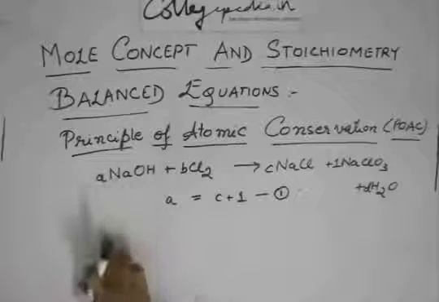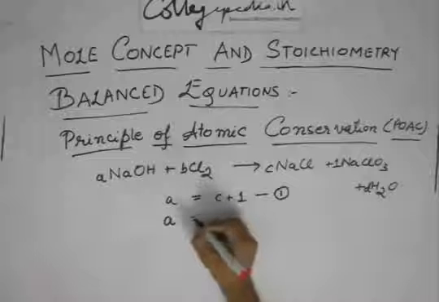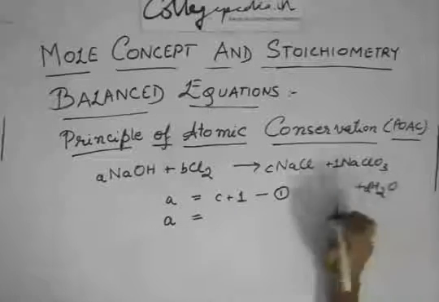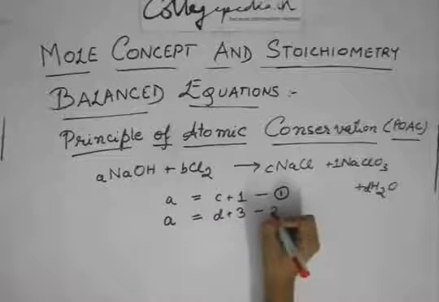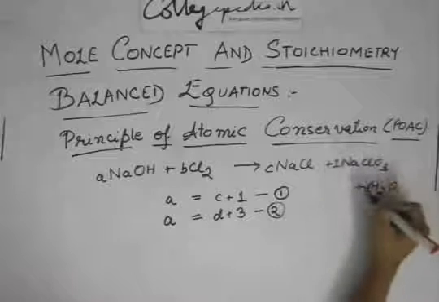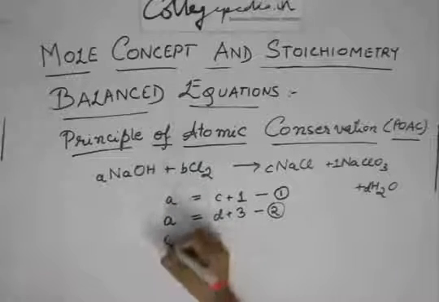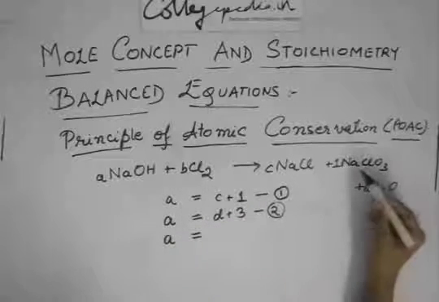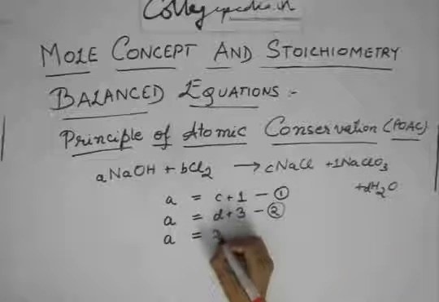Then going to the oxygen atoms, again here they are A, and on the right hand side they are 3 plus D. So D plus 3. 3 from here and D from here. Then coming to the hydrogen atoms, again A is equal to only 2D.